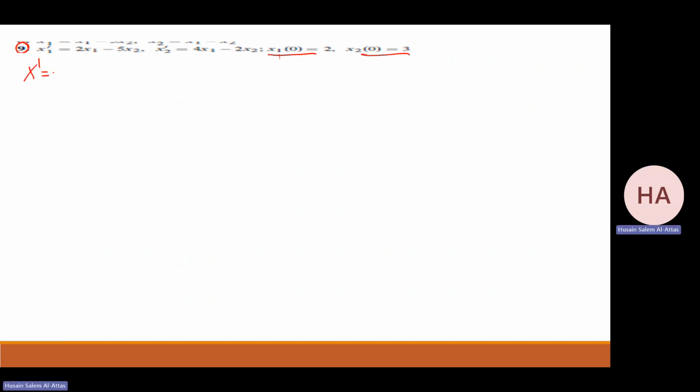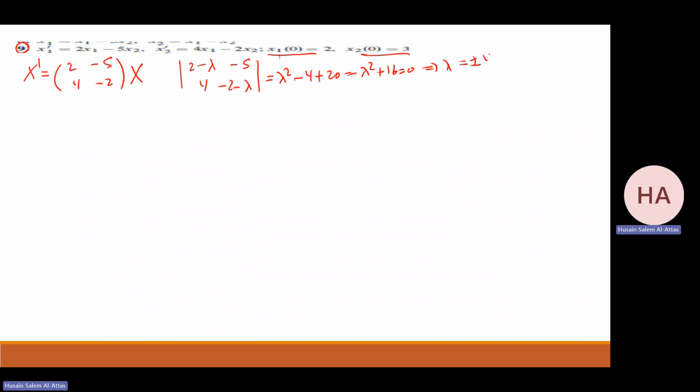Now I have x prime equals the matrix 2, minus 5, 4, minus 2 times x. What do I have? That will be 2 minus lambda, minus 5, 4, minus 2 minus lambda. That will be lambda square, 2 lambda minus 2 lambda gone, minus 4 plus 20, which equals lambda square plus 16. So lambda equals plus or minus 4i. So I have no real solution. No problem. The solution condition.